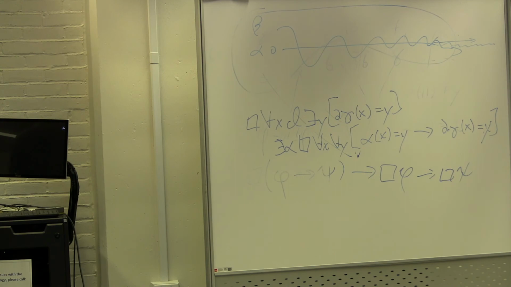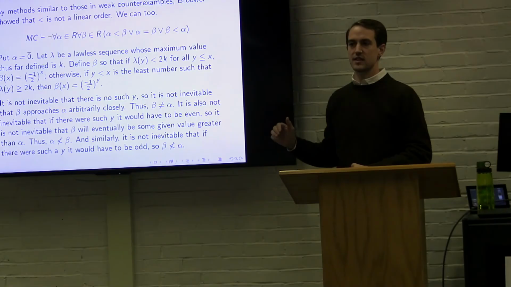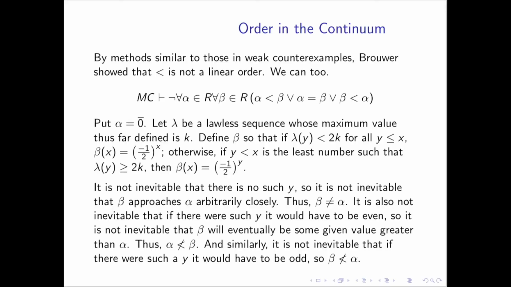The key is that it's not inevitable that it will do any of those. So it's not the case that necessarily we have a p such that inevitably beta will be p above alpha, or p below alpha, or even within p of alpha. The indeterminacy in the lawless sequences percolates up to the relation between alpha and beta here. One more? Two more, I think.